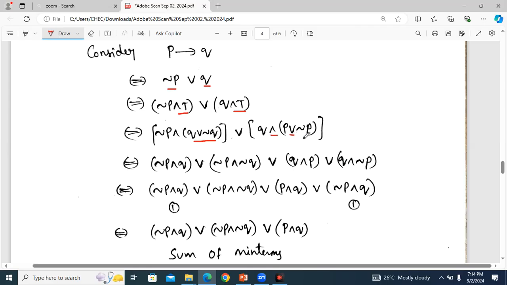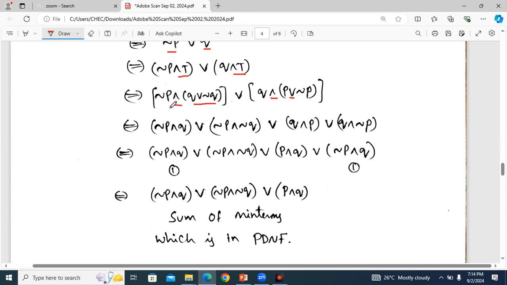So we apply distributive law. Here also we apply distributive law. Negation P and Q or negation P and negation Q or Q and P or Q and negation P. So negation P and Q or negation P, and here we apply commutative law. We write P and Q or negation P and Q. Here first term and second term are similar. By idempotent law we write negation P and Q or negation P and negation Q or P and Q, sum of min terms. So which is in PDNF.